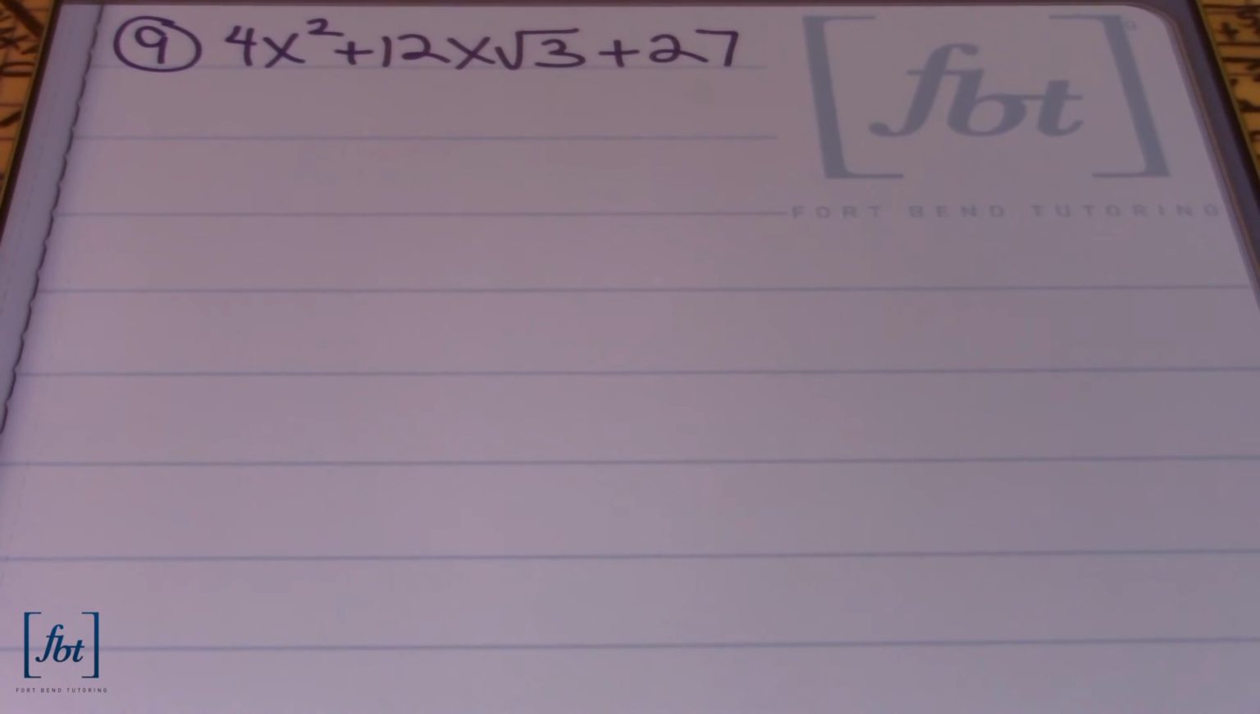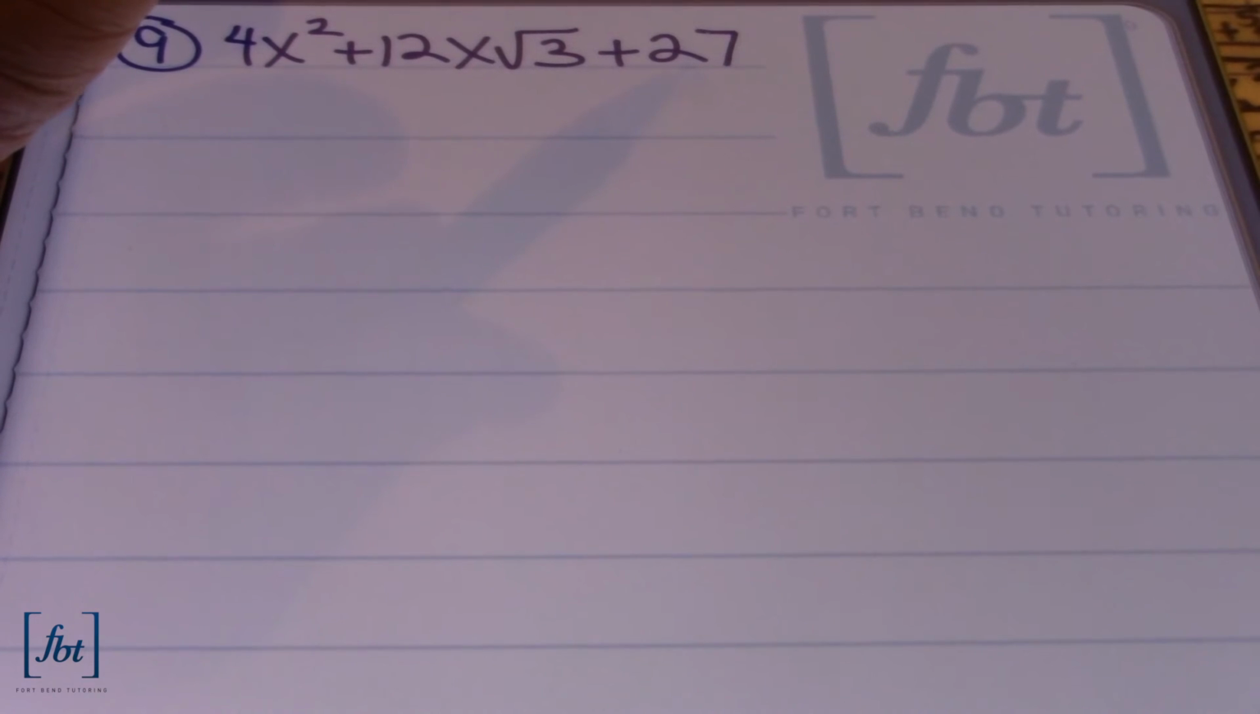We have 4x squared plus 12x times the square root of 3 plus 27. I'm so excited about this problem because we're going to kill it. They're already showing their hand here with the square root of 3. Now, we know that the square root of 3 is not going to be a factor of 4 because 4 doesn't have any factors of 3. Okay, 3 is not a factor of 4.